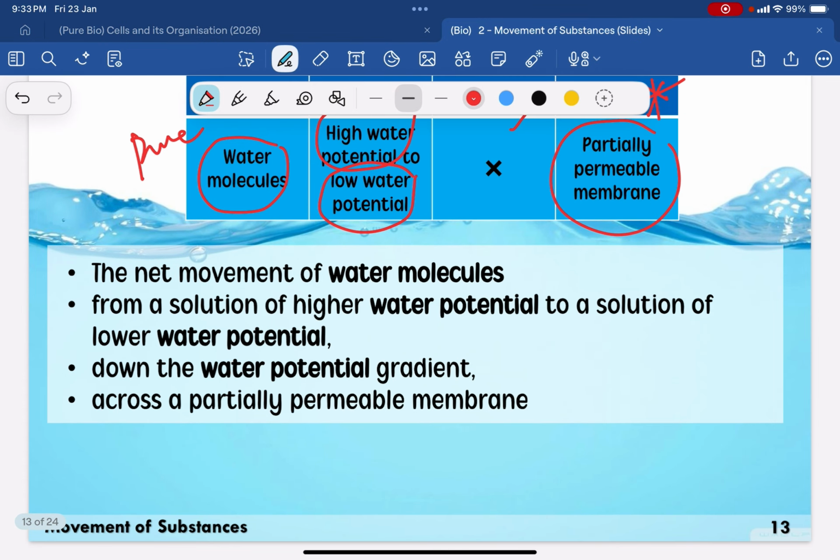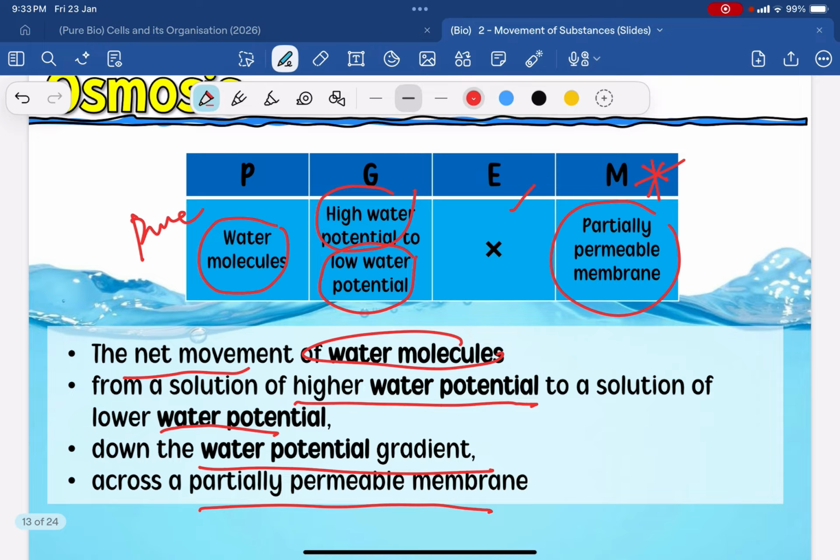If I word it out, it would be the net movement of water molecules, high to low, down the water potential gradient, down a partially permeable membrane. The format of answering the questions will always be like this. Got to make sure that you follow what is listed in the PGEM for each of them.